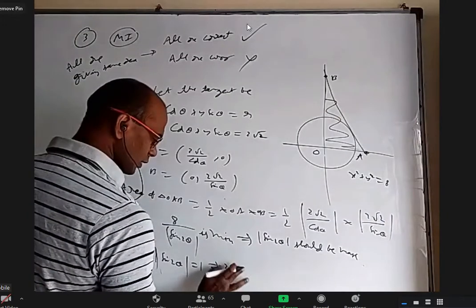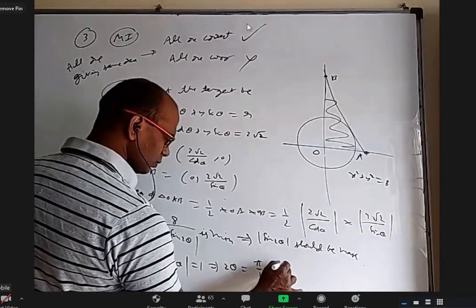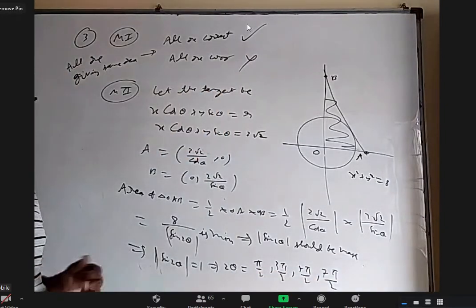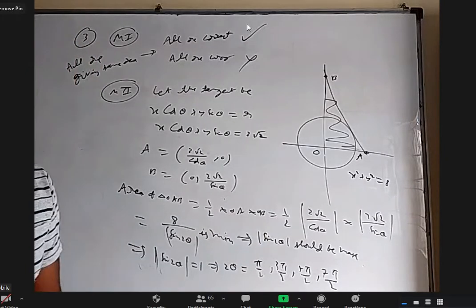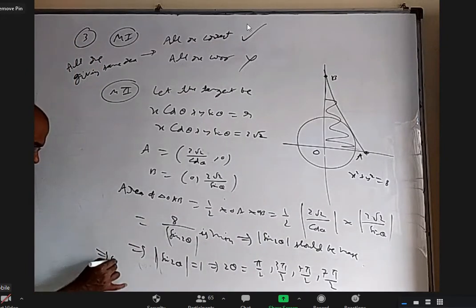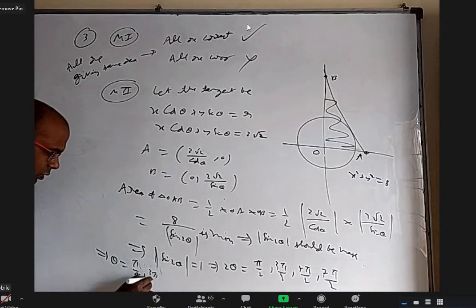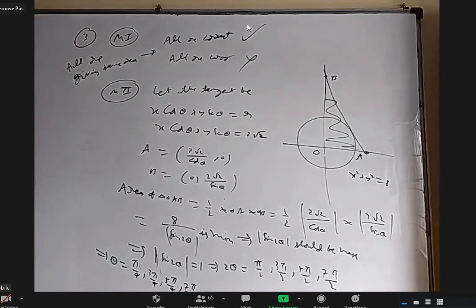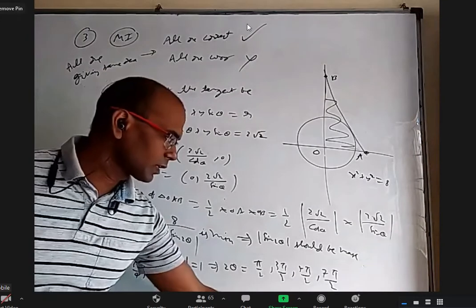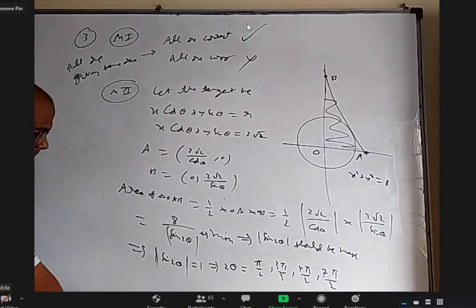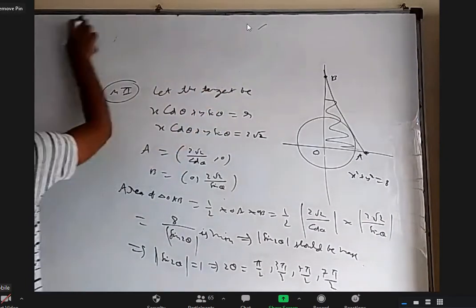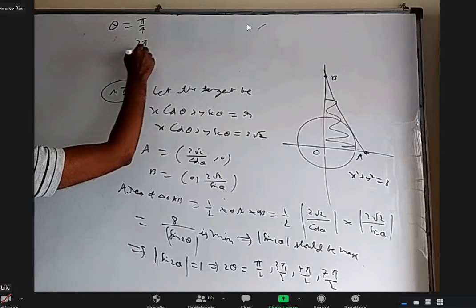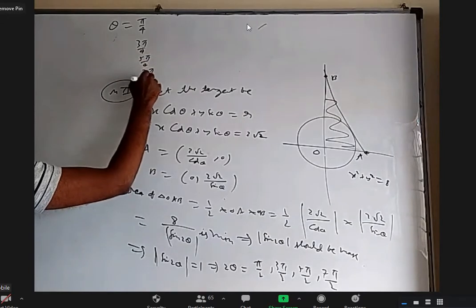So 2 theta can be pi by 2, 3 pi by 2, 5 pi by 2, 7 pi by 2. Because theta is between 0 and 2 pi, 2 theta is between 0 and 4 pi. From that, you will get theta equal to pi by 4, 3 pi by 4, 5 pi by 4, 7 pi by 4. Substitute these four and you will get the four answers.